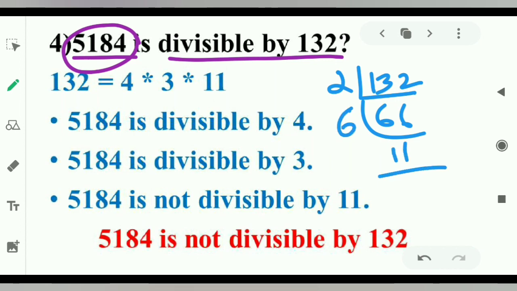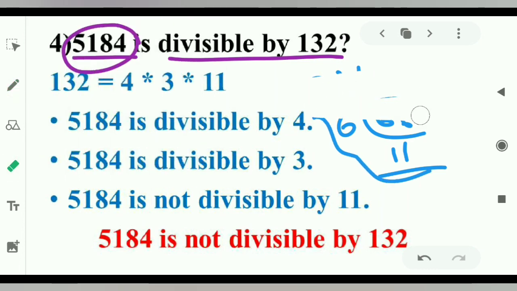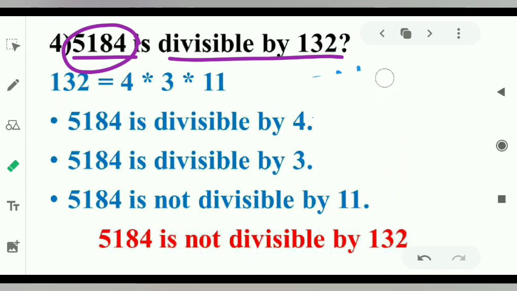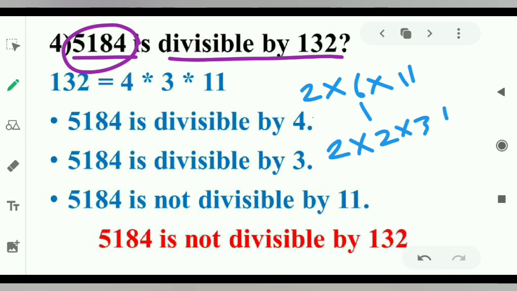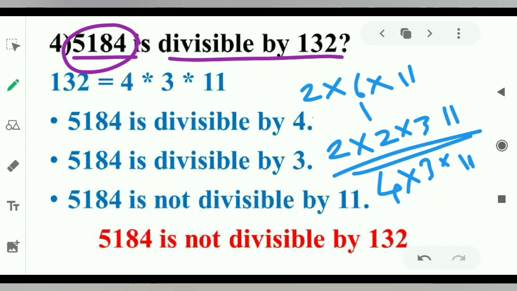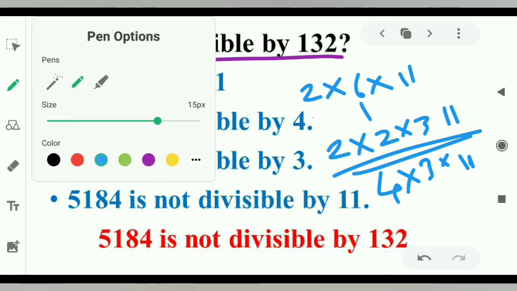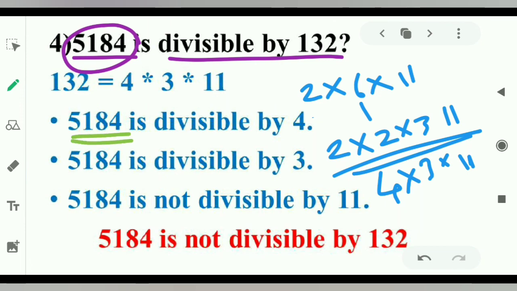We can write the number like this, right? 2 into 6 into 11. Here 6 we can write as 2 into 3, so 2 into 2 into 3 into 11. In other words, 4 into 3 into 11. Okay, first we are going to check whether our number 5184 is divisible by 4 or not.